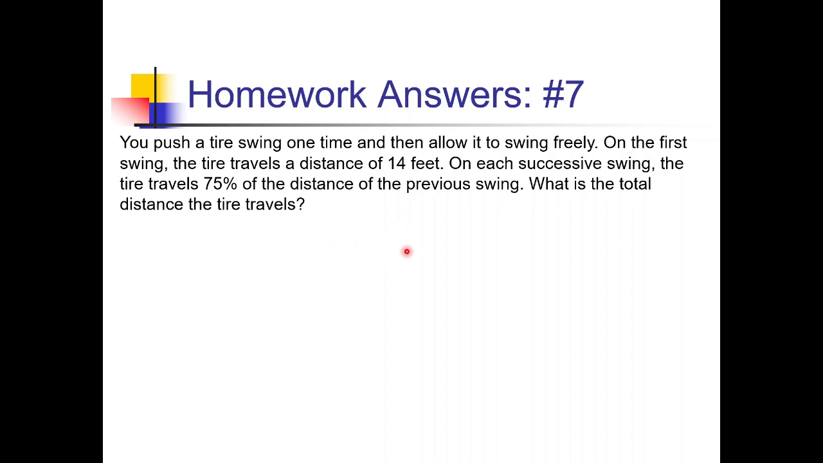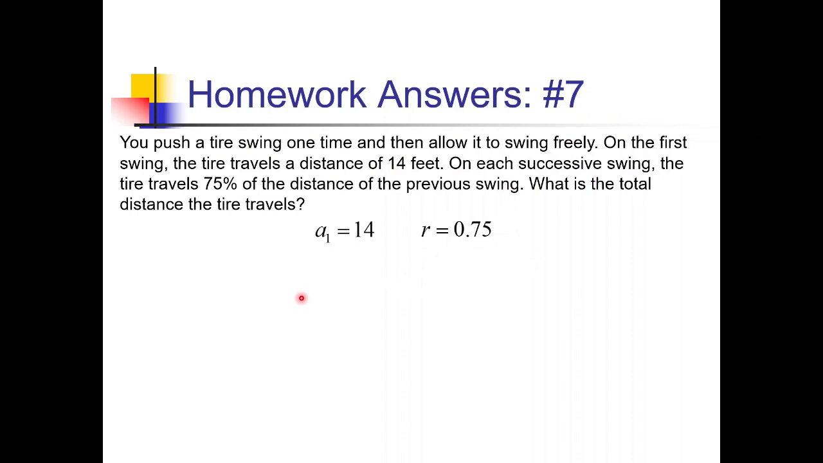But for that, we're going to need the a sub 1 and the r. So a1 in this case is going to be our initial amount of distance traveled. That's this 14 right here. R is what we have to keep multiplying by each time to get the distance of the next swing. So if we're traveling 75% of the distance from the previous swing, then that means we're multiplying by 0.75 or 3/4, however you want to express that. And then it is worth noting that the absolute value of 0.75 is less than 1. So we will get a finite sum, which means we're allowed to use our formula.